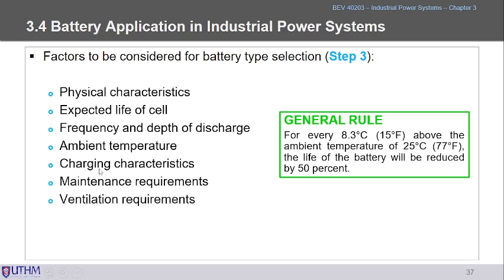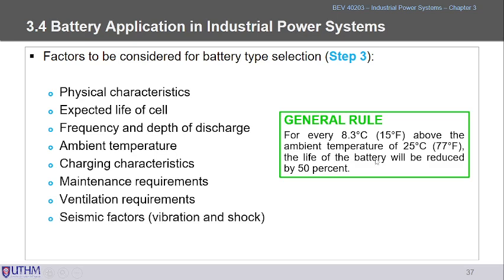And ventilation requirements. We know that if the battery is operating 24 hours, it will lead to overheating, and of course when you have a battery bank, that means a series of batteries, you need ventilation to maintain the temperature.